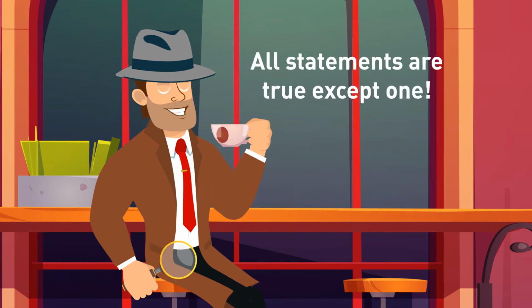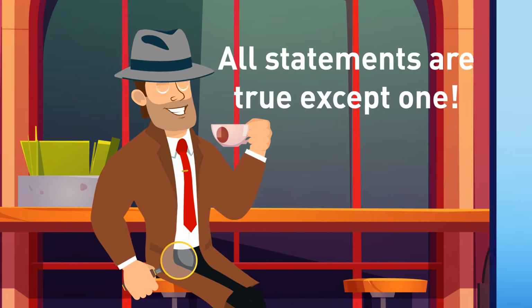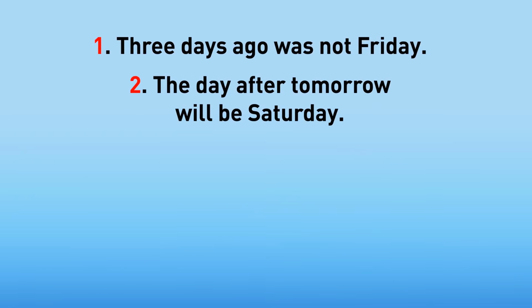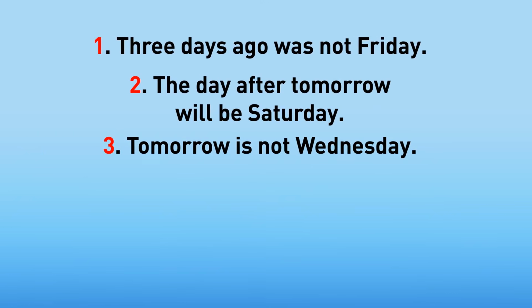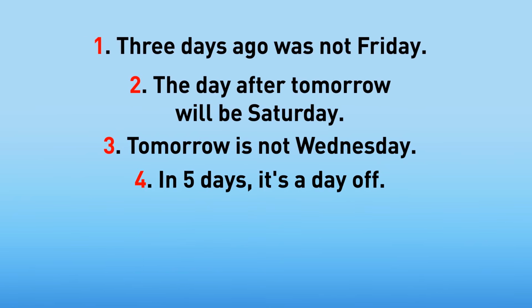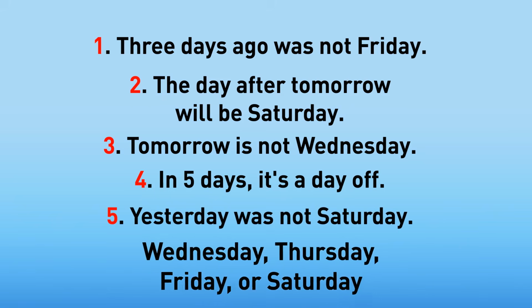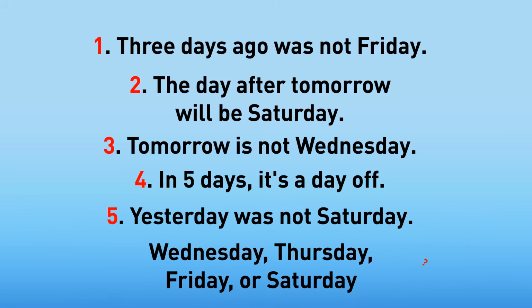Now, listen up. All statements are true except one. 3 days ago was not Friday. The day after tomorrow will be Saturday. Tomorrow is not Wednesday. In 5 days, it's a day off. Yesterday was not Saturday. So the question is, what day of the week is today? Wednesday, Thursday, Friday, or Saturday?